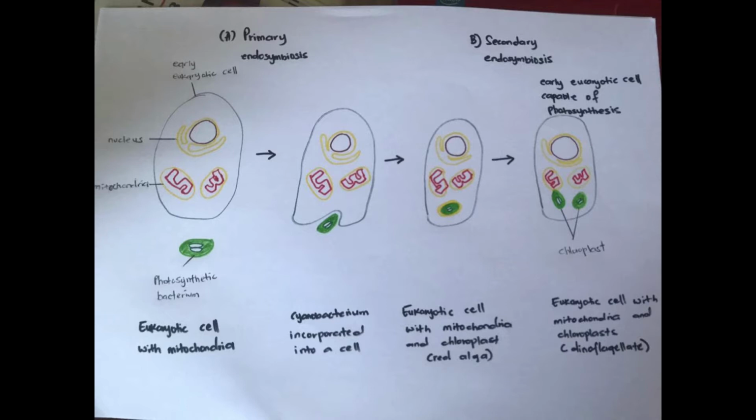Also, as we can see in the picture, there are two steps, primary endosymbiosis and secondary endosymbiosis. Primary endosymbiosis is when the cyanobacterium is engulfed by the eukaryote. The secondary endosymbiosis is after the cyanobacterium, a photosynthetic bacterium, has already been engulfed by the eukaryote.